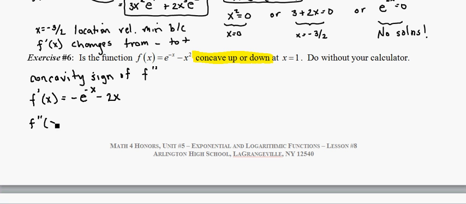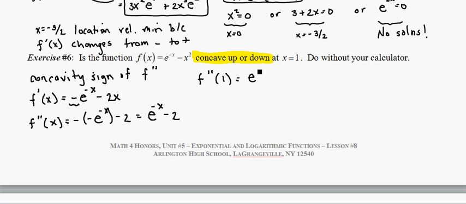Taking the derivative again, what we would find, right, is that we would pull that negative 1 out to the side. We'd take the derivative of e to the negative x again, which would introduce another negative. Of course, this would just give me negative 2. And I'll find that the second derivative is a positive e to the negative x minus 2. So I need to figure out what f double prime of 1 is. So that's going to be e to the negative 1 minus 2.